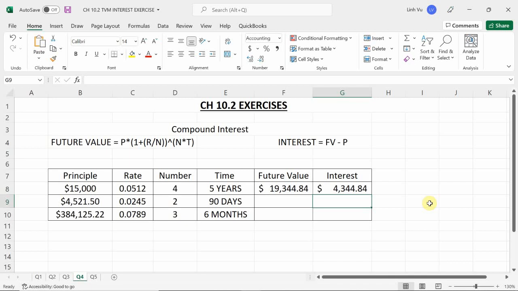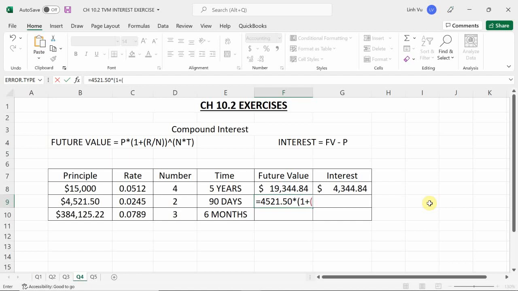So let's do the second one, right? Let's redo the formula once again. So equal to activate your formula. Your principal is $4,521.50, right? You're going to multiply that by 1 plus rate of 0.0245 divided by your number of times compounded, which is 2. So that means you're going to get charged the interest twice a year.